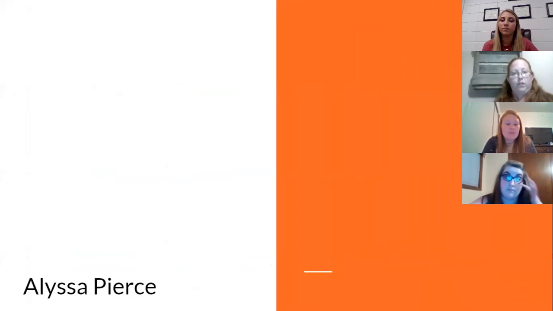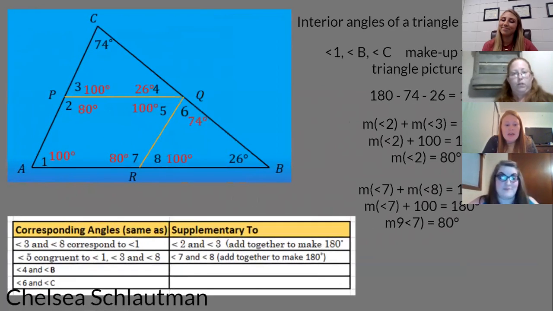And then if we look back at the corresponding angles, again, that just means they're the same as. And if you look at the little chart that I have shown at the bottom of the screen here, we see angle 3 and angle 8 correspond to 1, so they're the same. Angle 5 is congruent to 1, 3, and 8, so they are the same. And then angle 4 is going to be the same as angle B, and angle 6 is going to be the same as angle C. So they are all corresponding to one another.